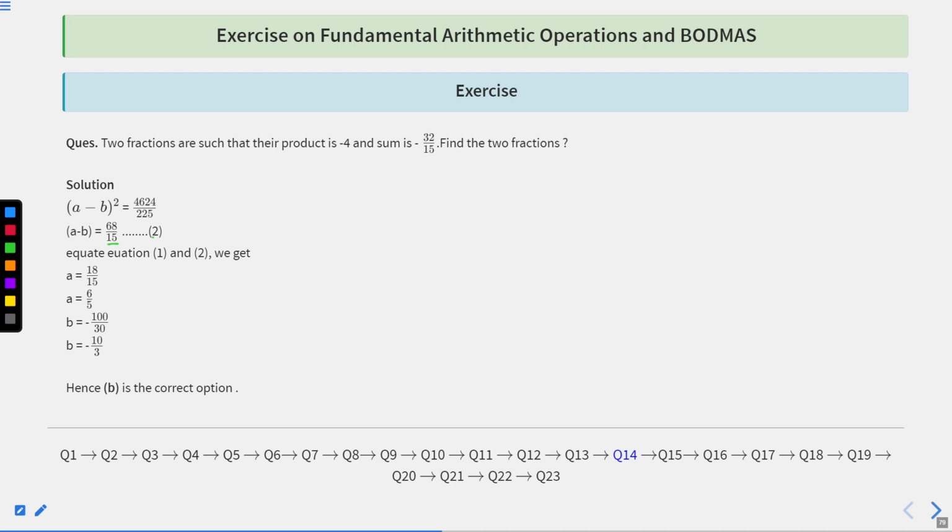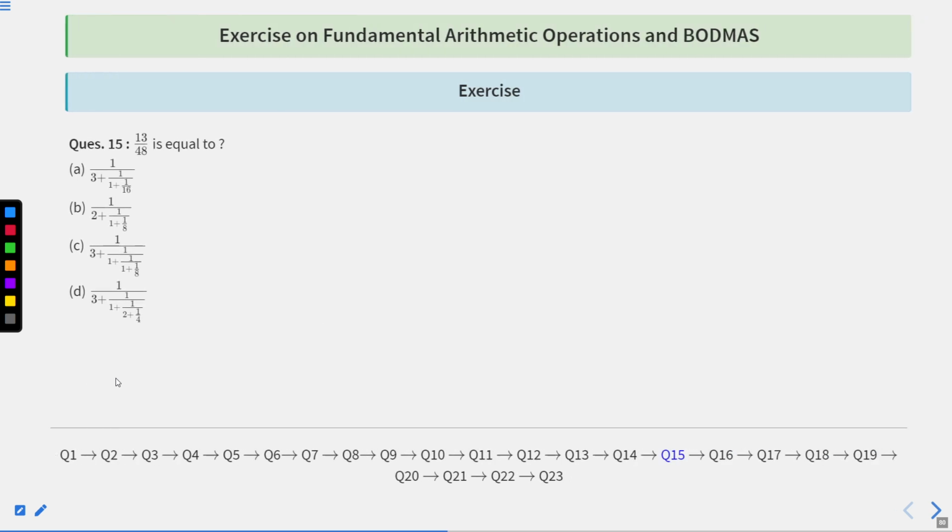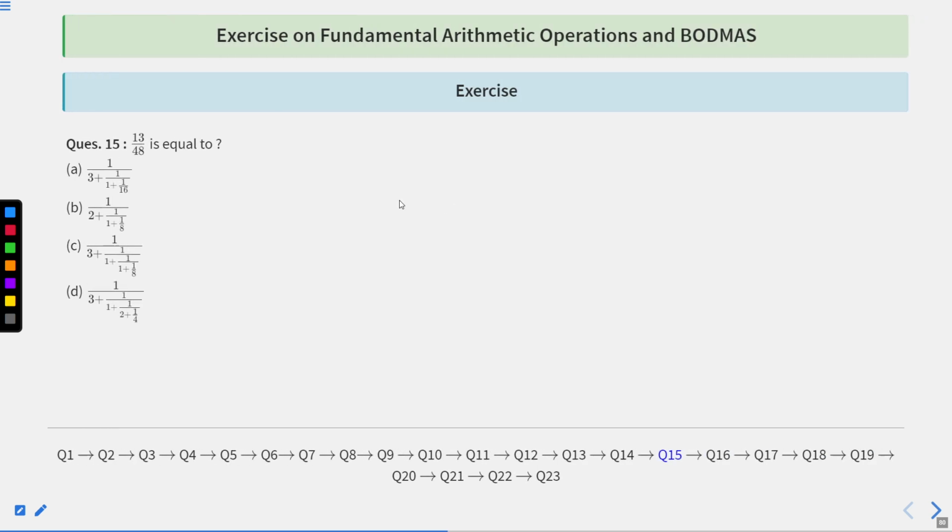Now you have two equations, that is A plus B and A minus B. So using equation 1 and 2, you will have A equal to 18 upon 15, A equal to 6 upon 5. So B is equal to -10 upon 3. So the correct answer here is option number B. Let us move forward with question number 15.